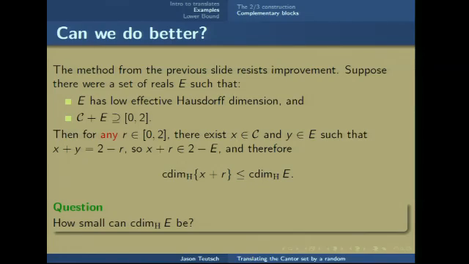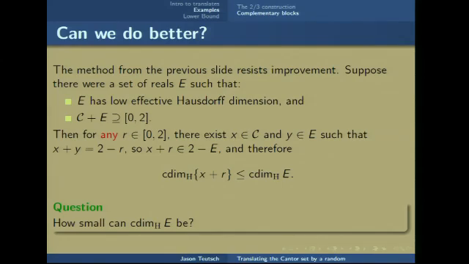So you rewrite this and you get x plus r is in 2 minus E, and this means that the constructive dimension of x plus r is less than or equal to the constructive dimension of E. So the question is, how small can you make the constructive dimension of this set E to be? Because if you make that smaller, then you can bound the constructive dimension of the sum of the points x plus r.